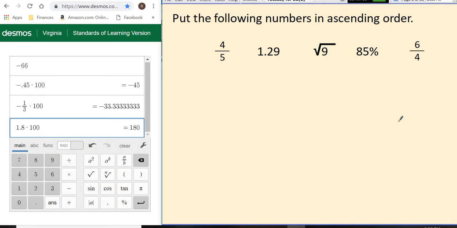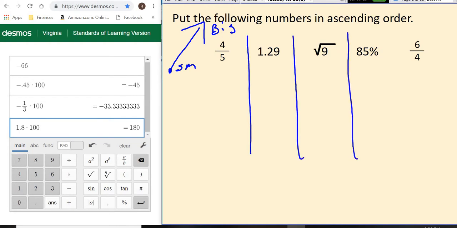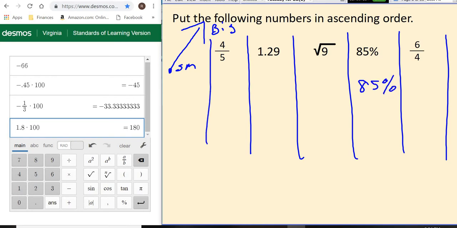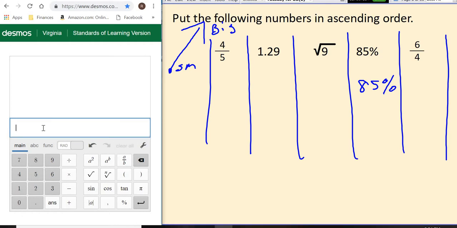Okay, we want to put these numbers in ascending order. Ascending means you are going up. You're starting from small and you're going to big. So again, I'm going to do the exact same thing. I'm going to put these in percent form. 85% is already a percent, so I don't have to worry about changing that. So I'm going to clear my calculator and I'm going to put in 4 divided by 5, and then I'm going to multiply by 100 to make that 80%. So I'm going to go ahead and write that down here just because it makes it easier.